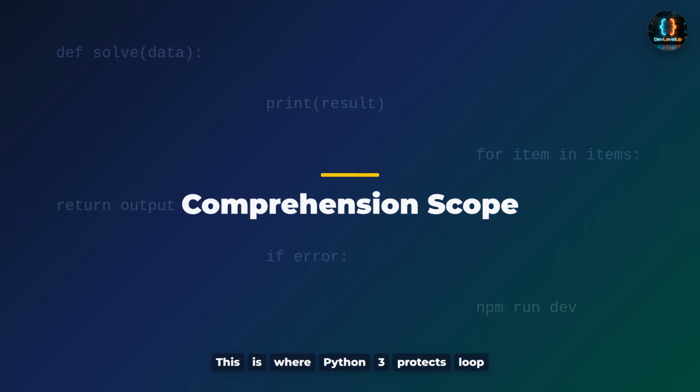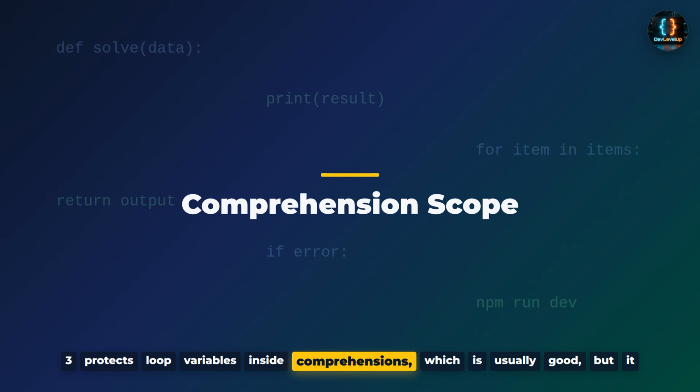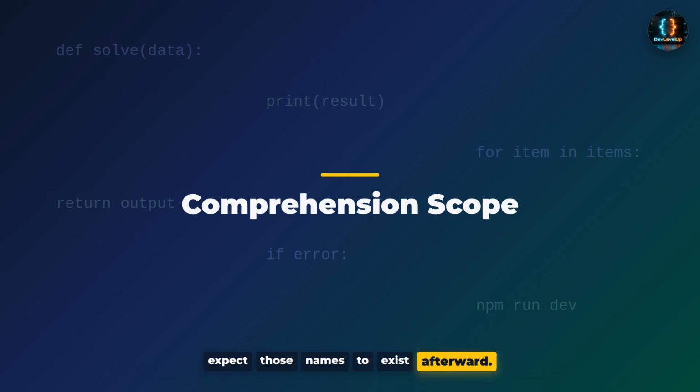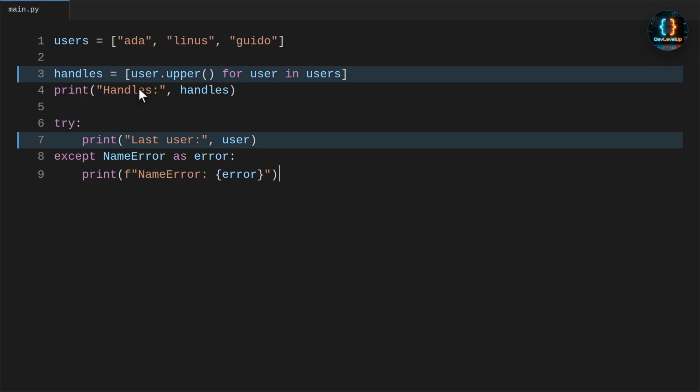Now we move into comprehension scope. This is where Python 3 protects loop variables inside comprehensions, which is usually good, but it can surprise you if you expect those names to exist afterward. In real code, this often appears when a developer builds a transformed list and then wants to log the last item processed. Let's write the comprehension, then try to print user after it.